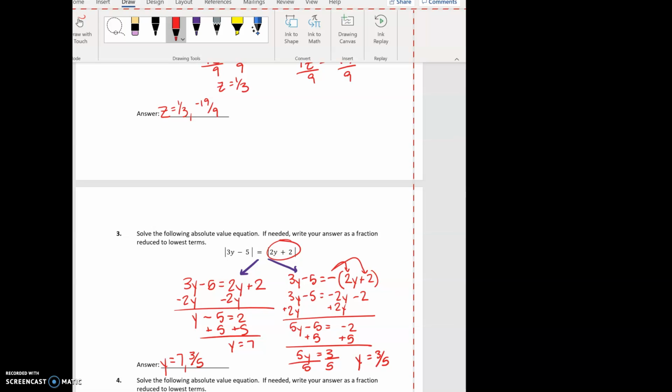All right, number 4 is similar to number 3. We just have the absolute values on the same side of the equation. So I'm going to move this x minus 1 to the other side by adding it. So now I have the absolute value of x minus 23 equals the absolute value of x minus 1. Okay, and then from here, I'm going to split and go with my 2 equations.